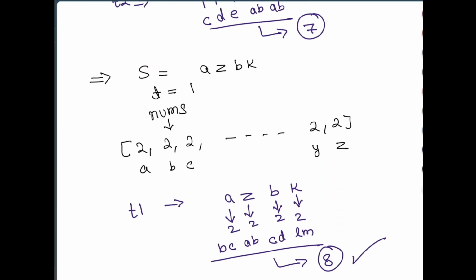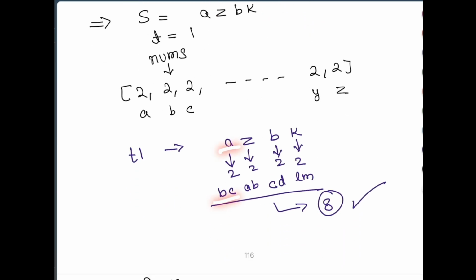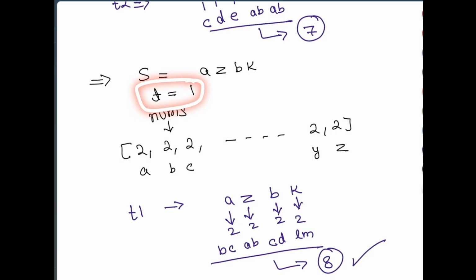Let us see one more example. If the given string S is A, Z, B, K, and you have to do the transformation 1 time, and the nums is 2, 2, 2, let us say all the values are 2. It means each character will be replaced with the next 2 characters. So let us do it. This A will be replaced with BC, Z will be replaced with AB, B will be replaced with CD, and K will be replaced with LM. So the output is going to be 8 because we have 1, 2, 3, 4, 5, 6, 7, 8 characters in the final string. We just need to do the transformation 1 time, right?